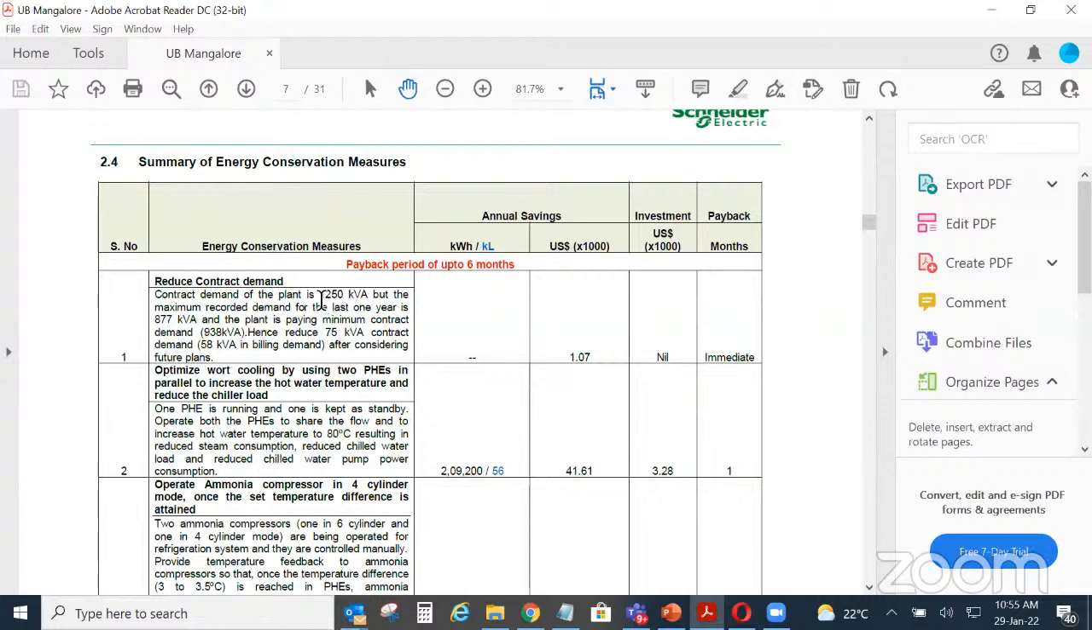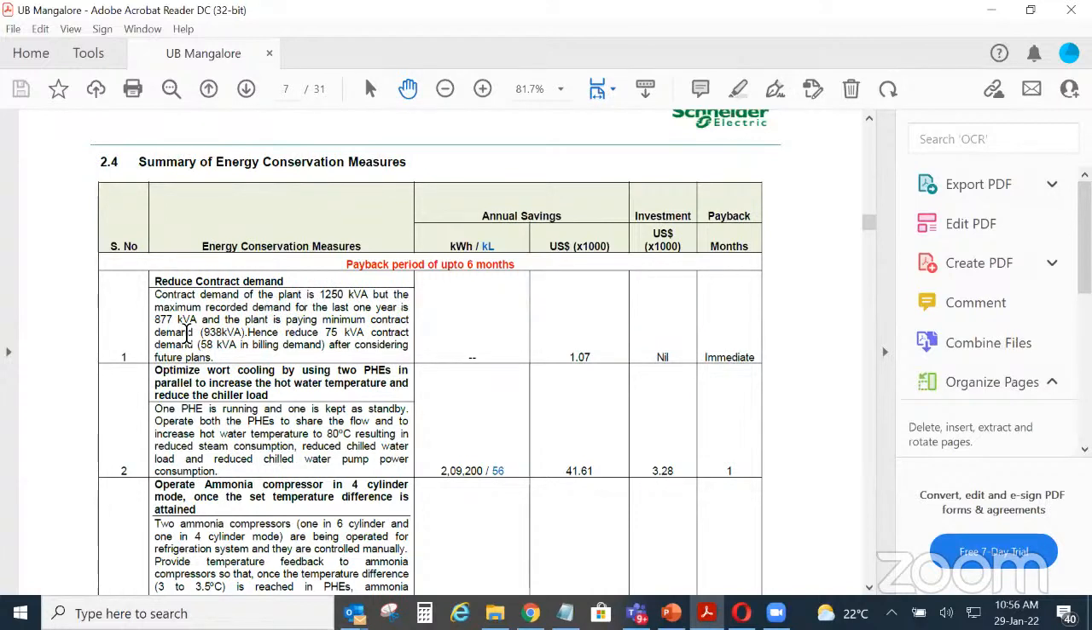So what we recommended here is that this 1250 kVA has to be reduced to 877. The maximum recorded demand is only 938. From 938 we are recommending they reduce by another 75 kVA, because the facility is running only 877 kVA. And they should pay 75% demand, which is the minimum contract demand. That means they are paying an unnecessary extra 75 kVA to the government.